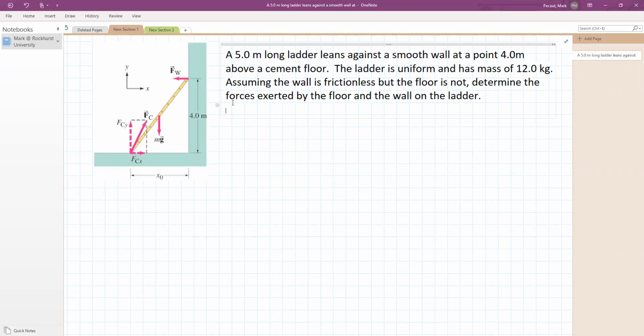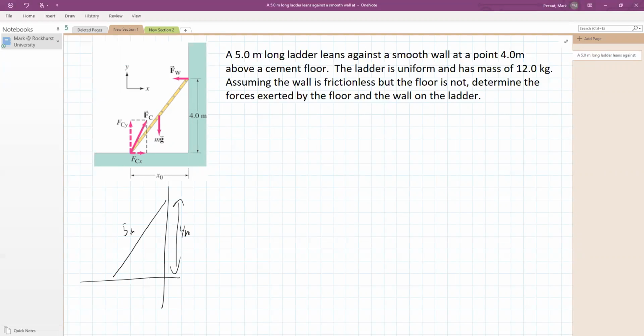So with these things, we're going to follow a process for problem solving. It's going to be very similar to the one we used before. Remember that we always draw a picture of our situation here. So this is 5 meters. This is 4 meters. And I don't know if you recall, but this is a right triangle. The hypotenuse is the 5 meters. A very common right triangle is the 3, 4, 5 right triangle. So this is actually going to be 3 meters on the side here. Okay, so it's important to note that dimension.